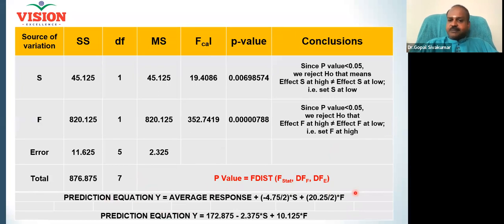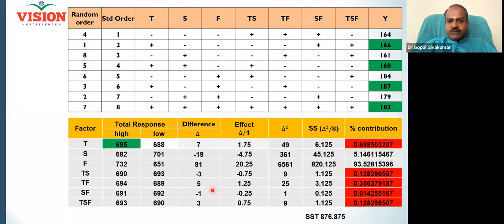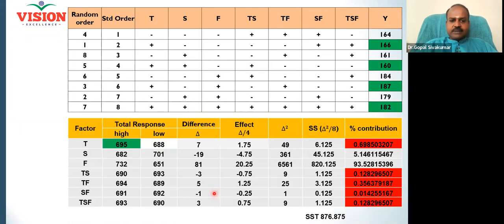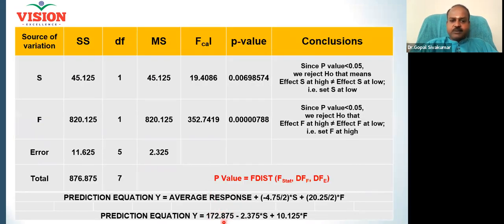Now the prediction equation. Always ANOVA gives the regression equation. Now we are going to write the regression equation ourselves. Regression equation or prediction equation: Y equals the average response. How much is the average response? 172. Can you see 172? 172.875 is the constant term in your prediction equation. The constant term is nothing but the average response.